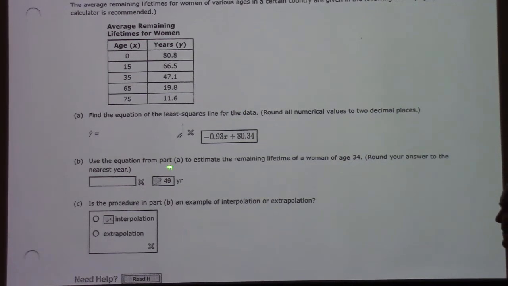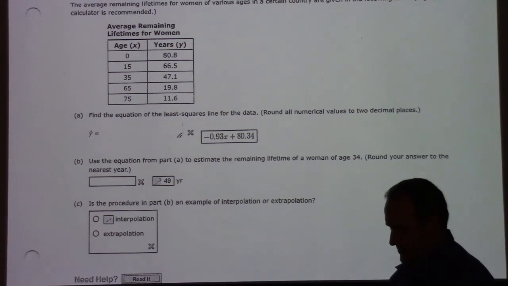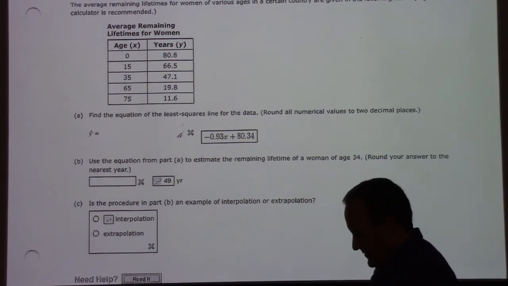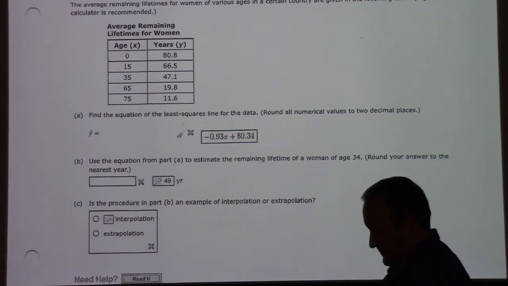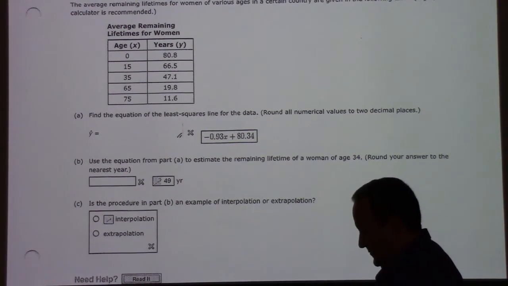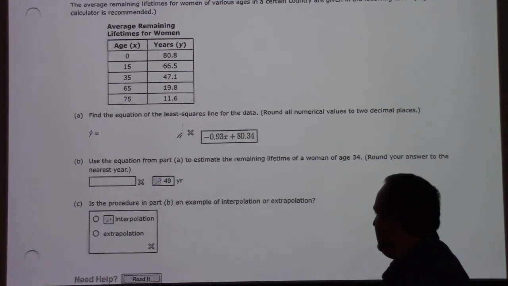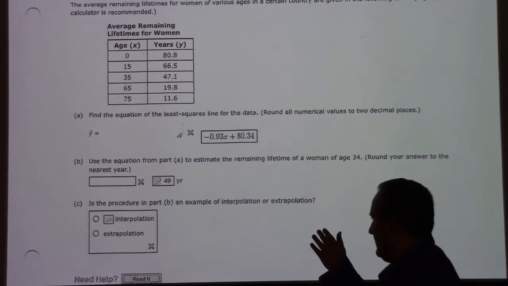And then it says, use the equation from part A to estimate the remaining lifetime of a woman of age 34. So what that means is you plug 34 into this formula, right? Here, let me do it. So I'm going to take 34 times, I'll put some parentheses here, minus 0.93, right? Plus 80.34, I get 48.72. And it says round to the nearest year, so we get 49 years.